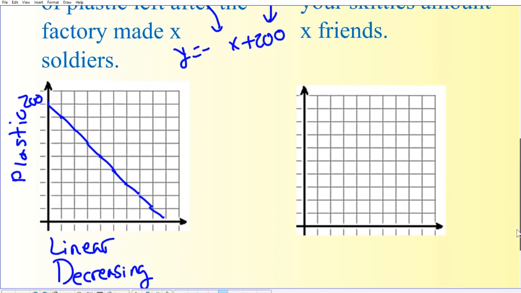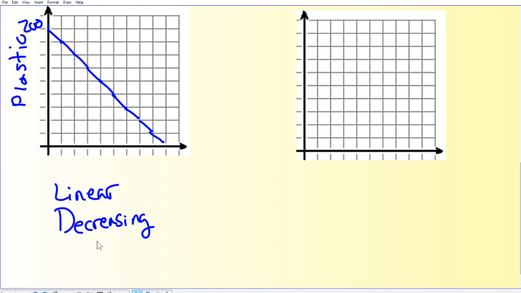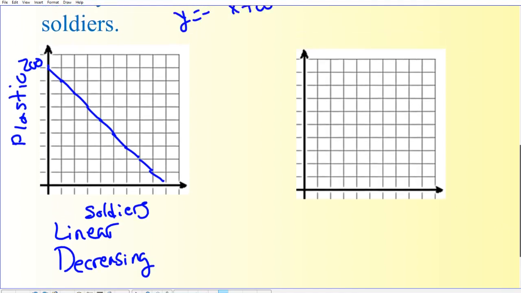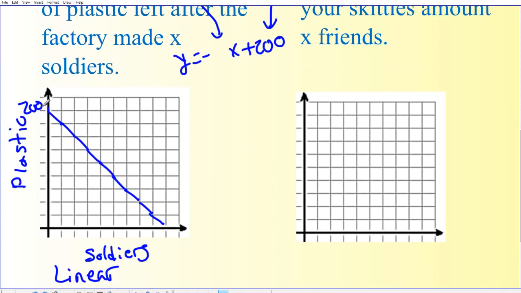Well, it'd be nice if I would label here, I guess. So each soldier uses plastic. This is the independent variable. Dependent variable. The amount of plastic you have left depends on the amount of soldiers you've made. Okay? And so I start with 200 pounds, and it decreases each time I make a soldier. I only have a little bit less plastic left to make more soldiers.